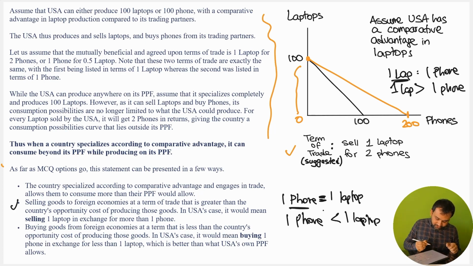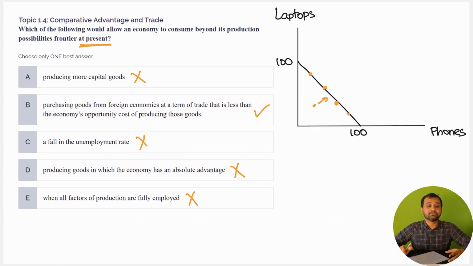So if you look at these options, all it says is you would want to sell goods to foreign economies at a higher term of trade than your own opportunity cost. And you'd want to buy from foreign economies at a term of trade that is lower than your opportunity cost. These are written out here, and in the options available, option B is talking about the buying aspect. You would want to buy from foreign economies at a term of trade that is less than what it would take you to produce yourself. You want a better price than you would get on your own PPF when it comes to buying.